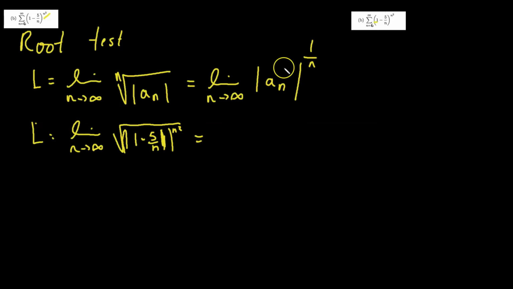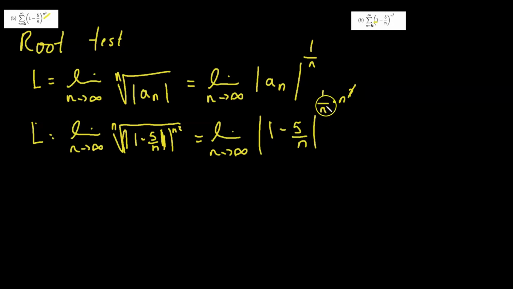And then I can put it in this form here. So it's the limit as n approaches infinity. Now we have a 1 over n here, but we also have this n squared, right? So one n cancels out, and we're just left with n on the top. So I'll rewrite it here. Limit as n goes to infinity of 1 minus 5 over n, to the n.